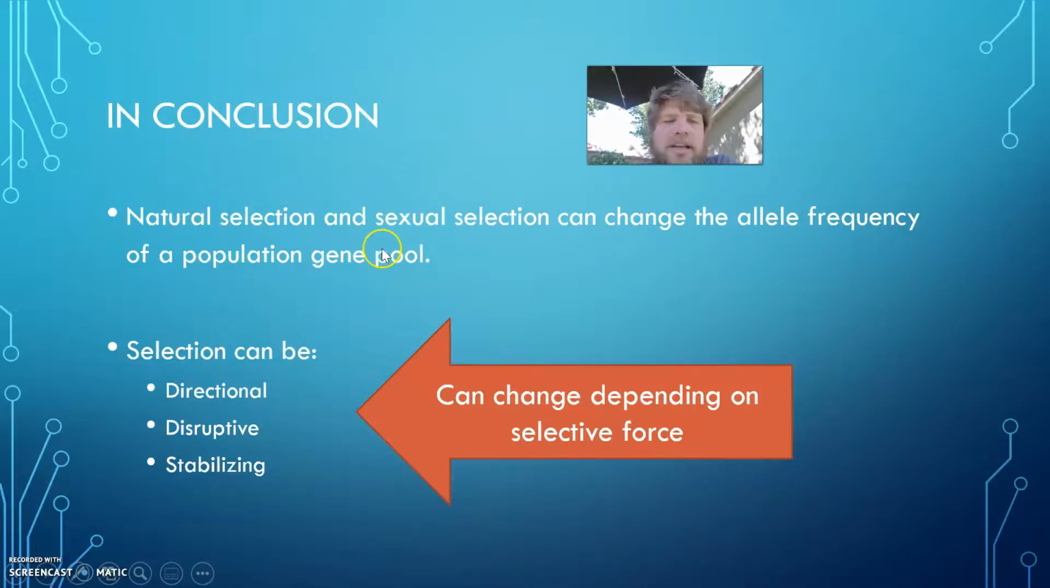So in conclusion, natural selection and sexual selection can change the allele frequency of a population's gene pool. Okay, and this selection can be either directional, favoring one extreme, disruptive, favoring two extremes, or stabilizing, favoring a middle trait. Okay, and all of these directions can change depending on the selective force.